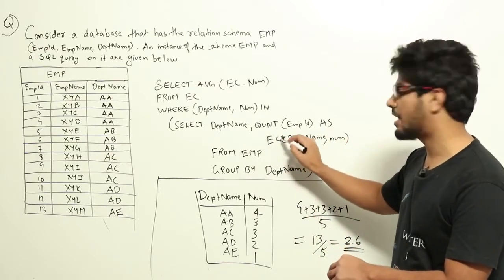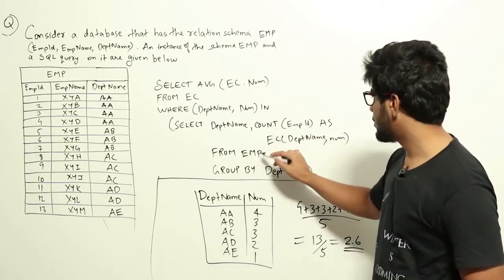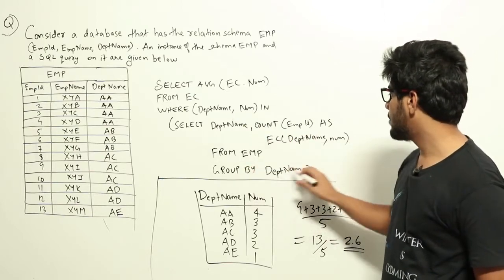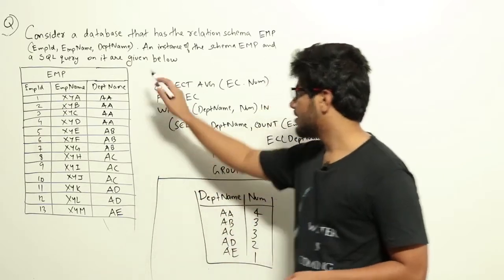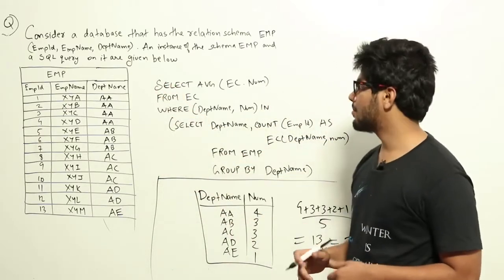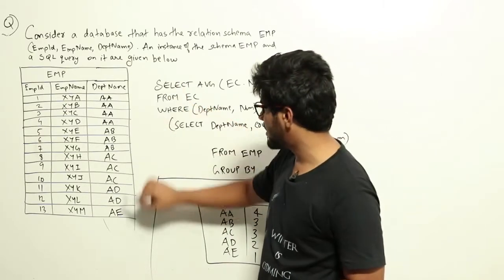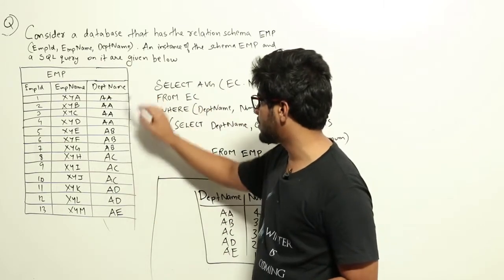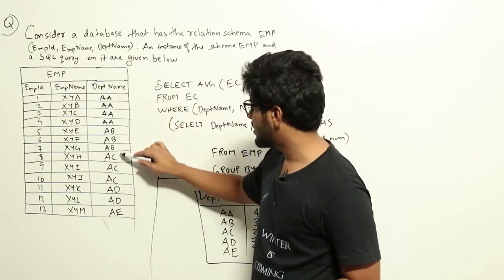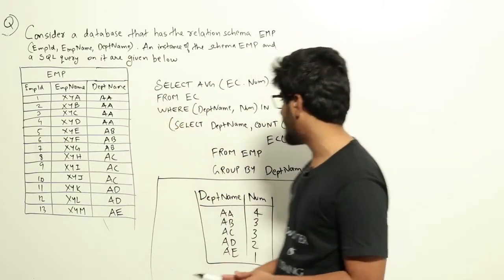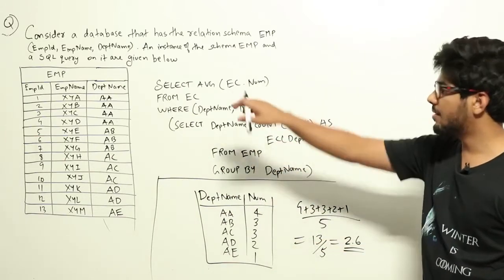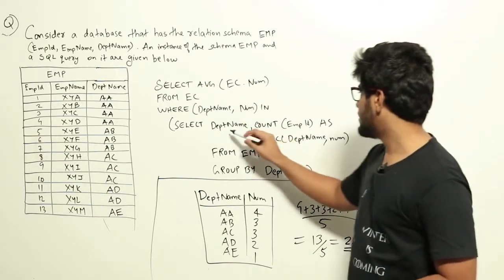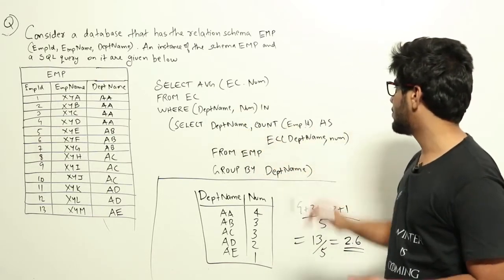The table returned would have the name EC from employee, from EMP group by department name. So this is a query on EMP on which we do group by department name. Now, if you look at the department name column, you can see that there are 5 different department names: AA, AB, AC, AD, and AE. And this query will do group by department name and return the count of employee ID.